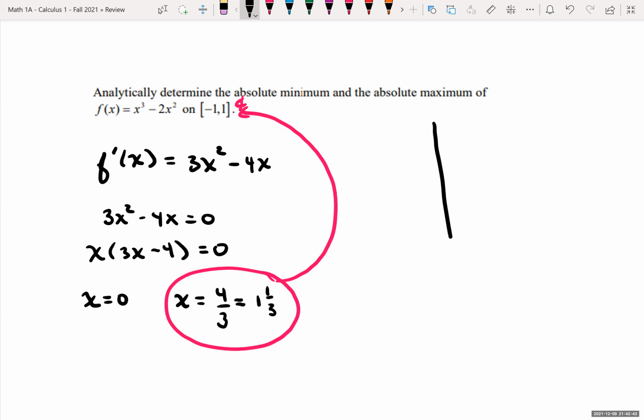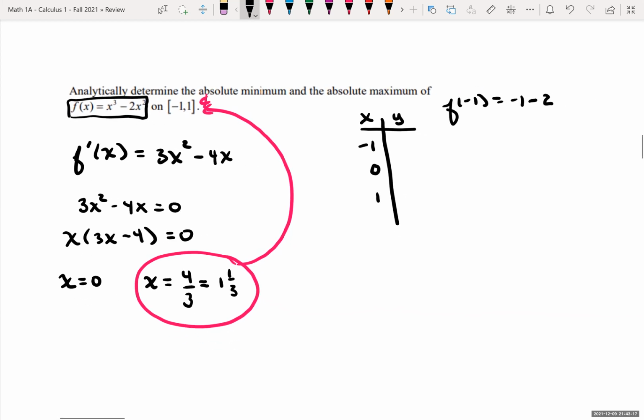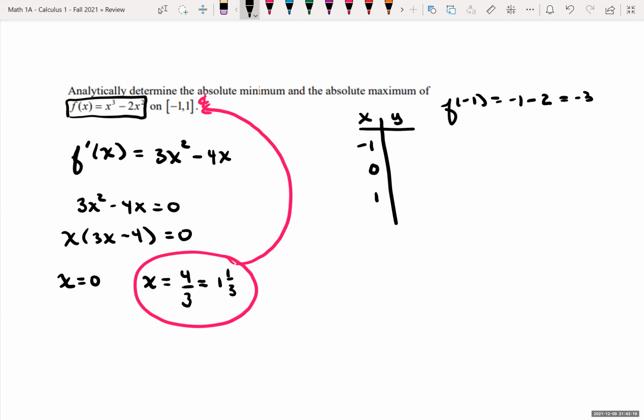And so this is where we want to plug back into our original function. We want to use our endpoints, so -1 and 1, and any critical numbers that fall in between, so 0. If we plug in -1, wherever we see an x in our original function, we get -1 cubed, which is -1, minus 2 times -1 squared, which is 2. So that's -2. This is going to give us back -3. So at x equals -1, we have a point of -3.